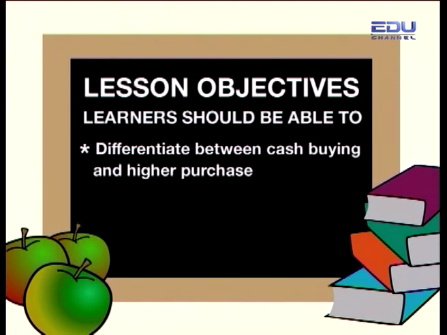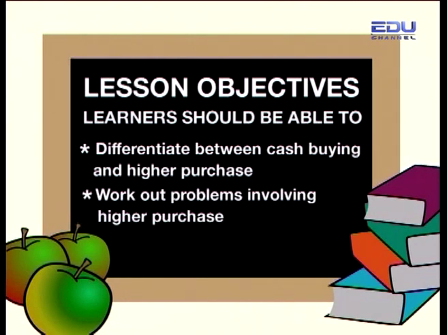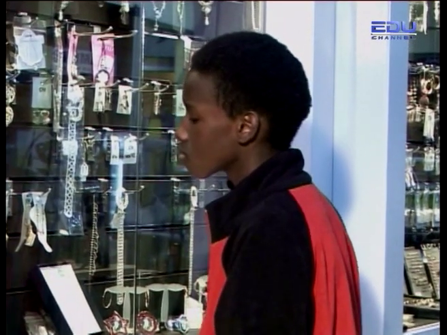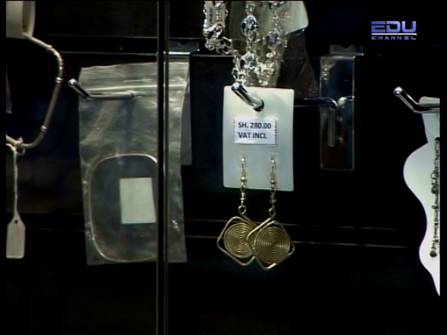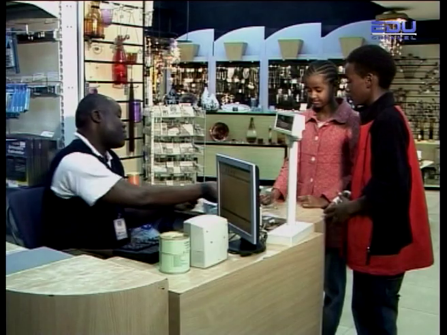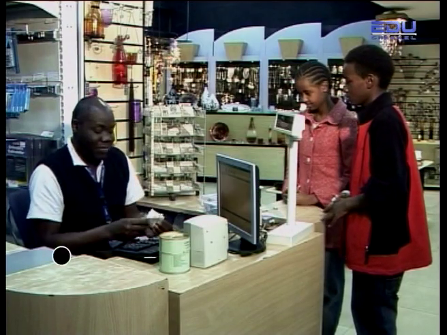By the end of this lesson, your learners should be able to differentiate between cash buying and hire purchase and work out problems involving hire purchase. The video starts with two learners at a shopping mall. One of the learners wants to buy a gift using money that they have saved. We see them select the item and pay for it using cash.